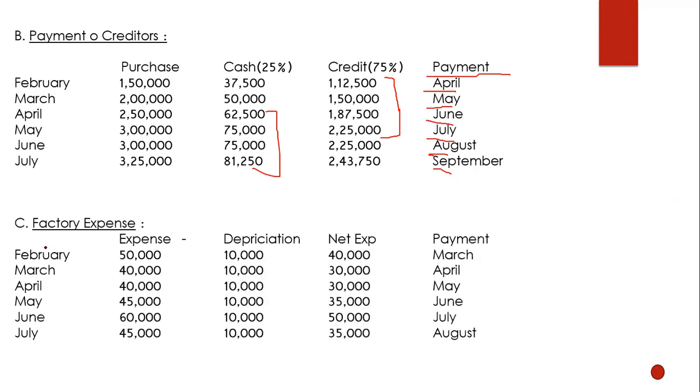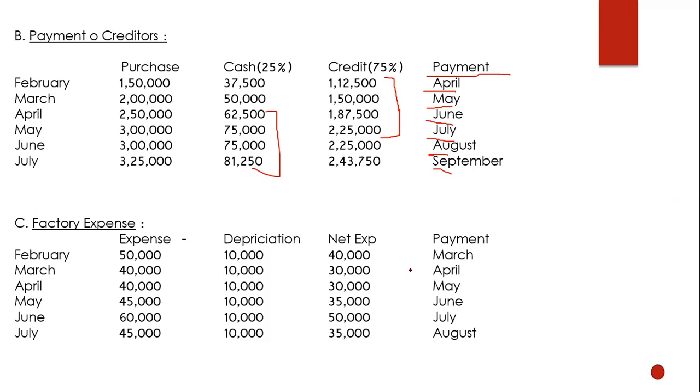Now factory expense. Same way we have written the months. Now we have been told that depreciation 10,000 is also included. So we will minus depreciation 10,000 from the expense of every month. In February, it is 50,000 minus 10,000 is equal to 40,000. 40,000 minus 10,000, 30,000. 40,000 minus 10,000, 30,000. 45 minus 10, 35. 60 minus 10, 50, and 45 minus 10, 35,000.